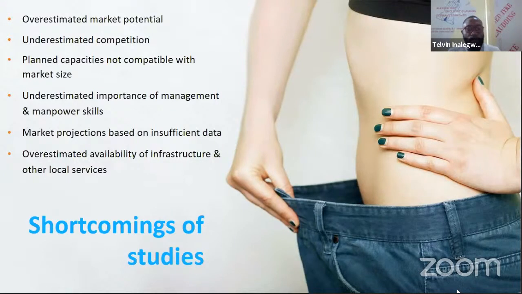Another shortcoming is underestimated importance of management and manpower skills. Most times you see people set up business as less skilled, like car wash. You go and bring your people from the village to come and do the work because they are unemployed, without knowing that there is an importance in management and manpower skills.